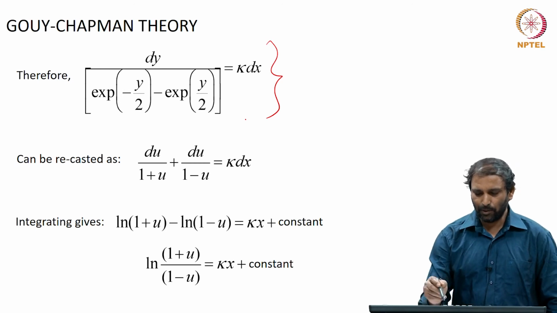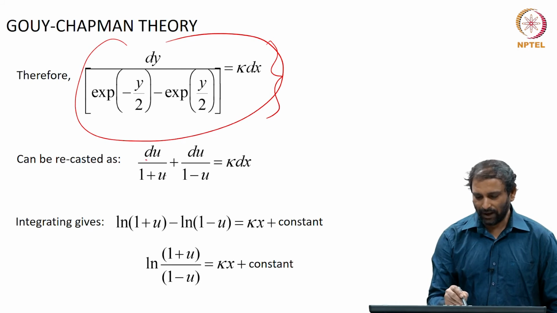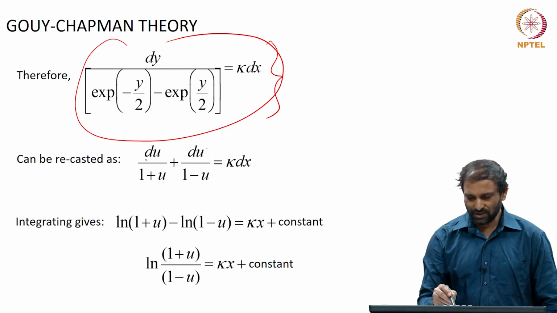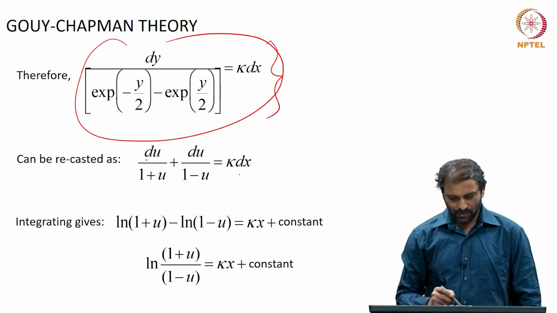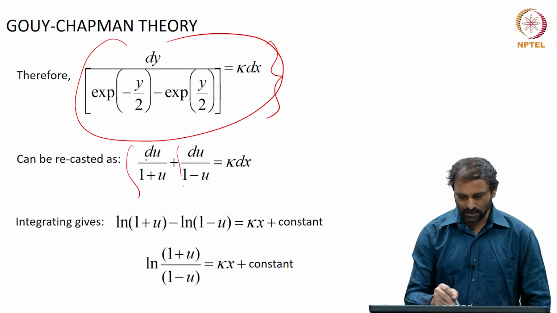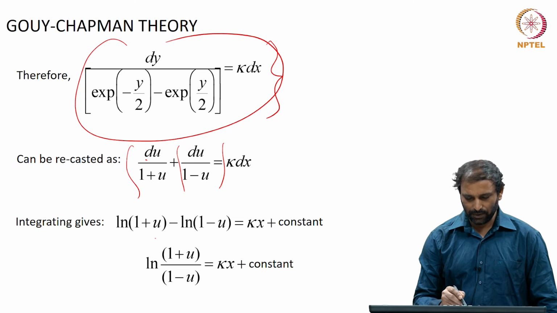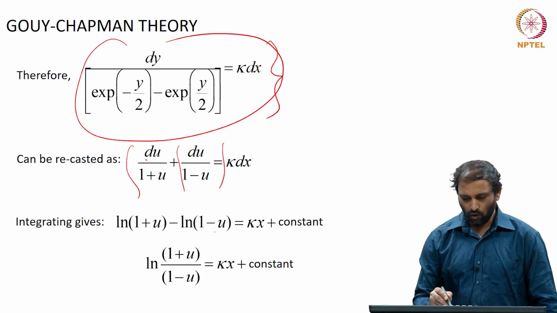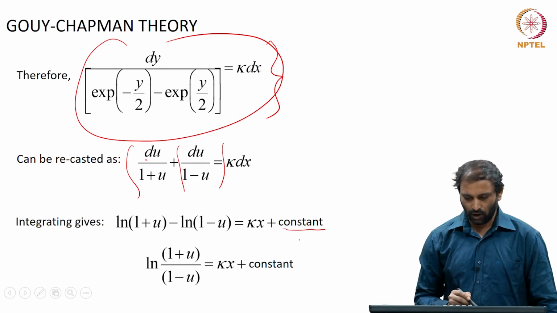Okay, we have been able to recast this expression as du by 1 plus u plus du divided by 1 minus u is kappa times dx. So, I can integrate this easily. If I integrate this, what I essentially end up with is ln of 1 plus u minus ln of 1 minus u is equal to kappa x plus constant.